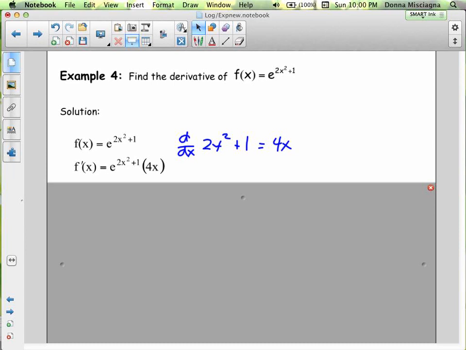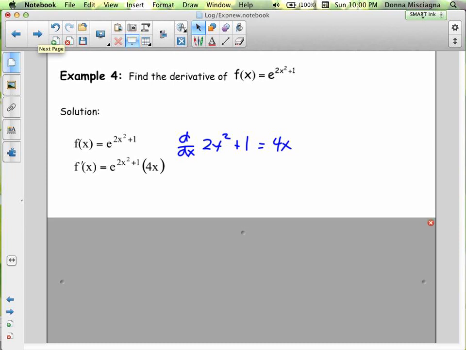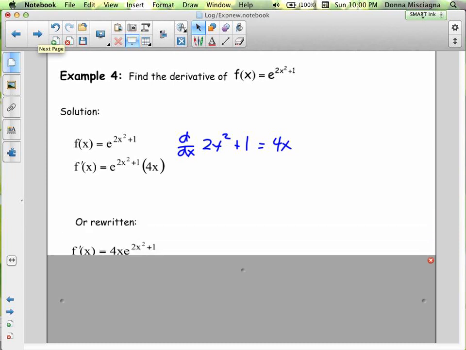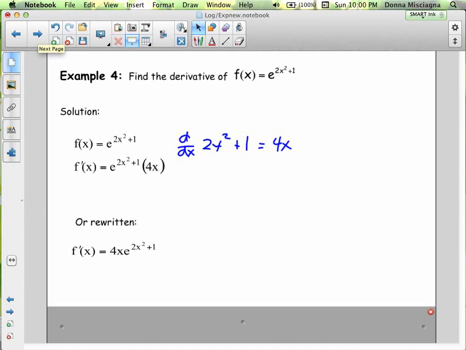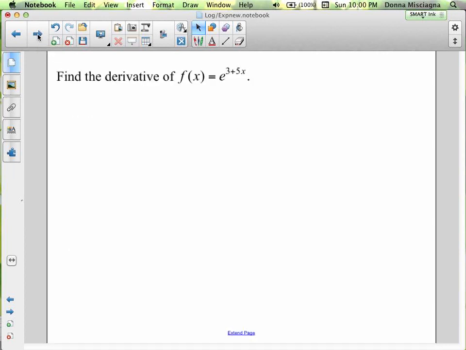And don't leave it like that. That's visually confusing. Just put it in front. So our f prime of x is 4x e to the 2x squared plus 1. See how much nicer that looks? And then you don't even need the parentheses anymore. I think that's the last one where it's completed for us.